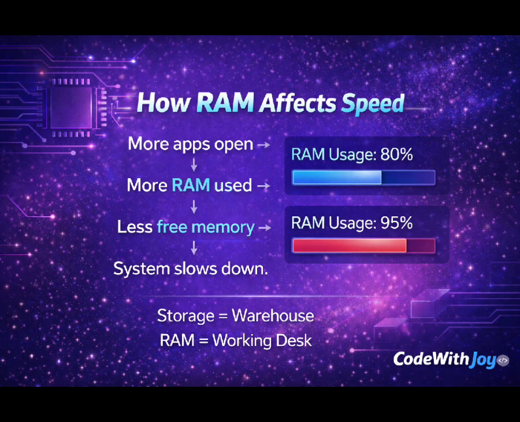Now let's understand how RAM affects speed. When you open apps like Instagram, YouTube, Chrome, or games, each of them consumes a portion of RAM. The more apps you open, the more RAM gets used. If RAM usage becomes very high, your system starts slowing down. You may notice lag, delayed responses, or apps freezing. This happens because your system doesn't have enough free working memory to manage all tasks smoothly.